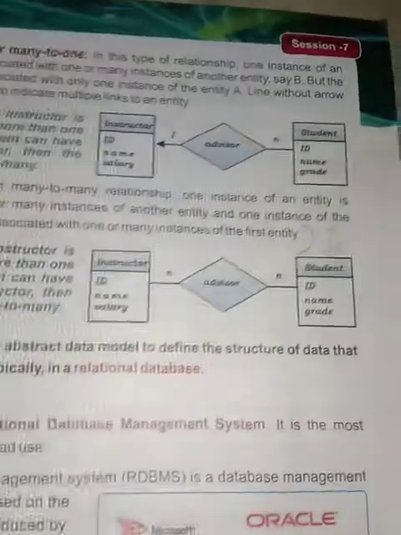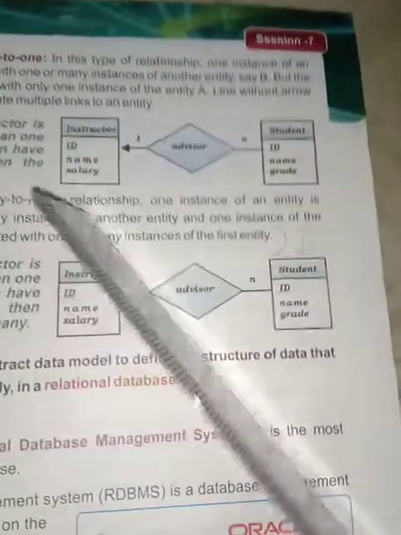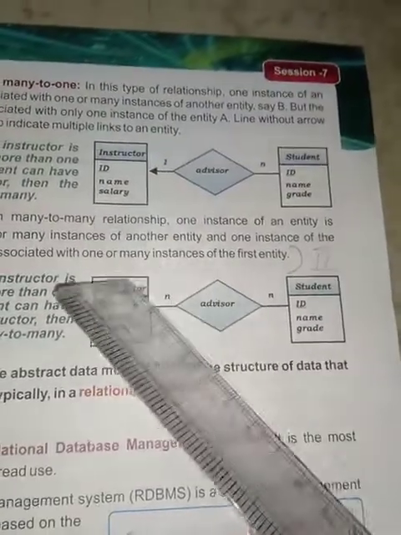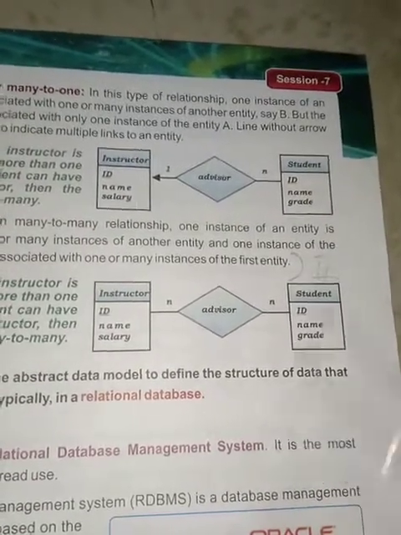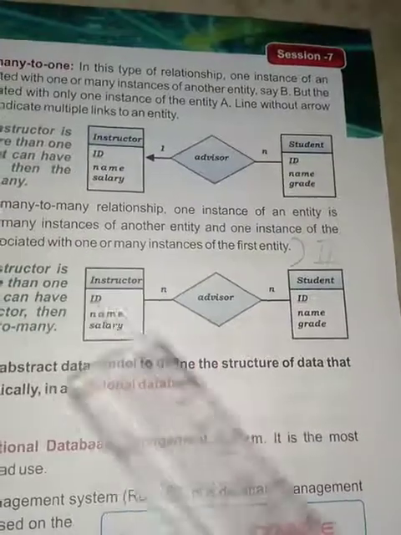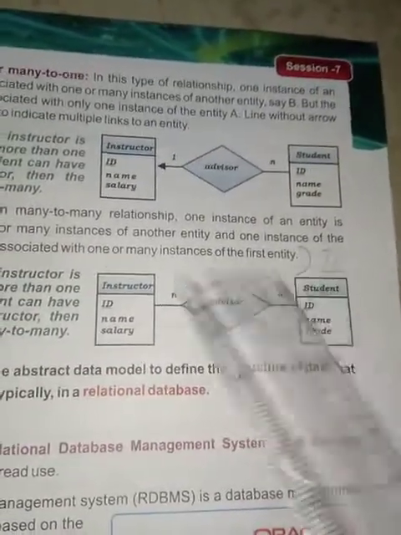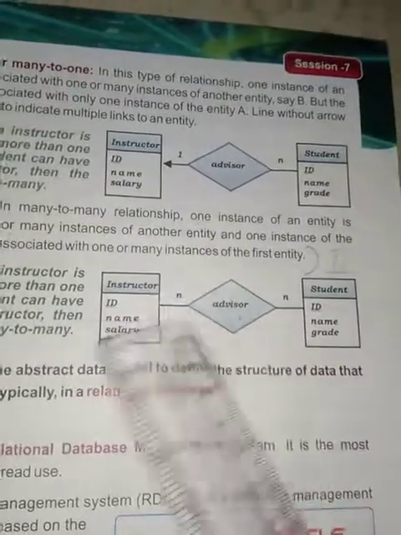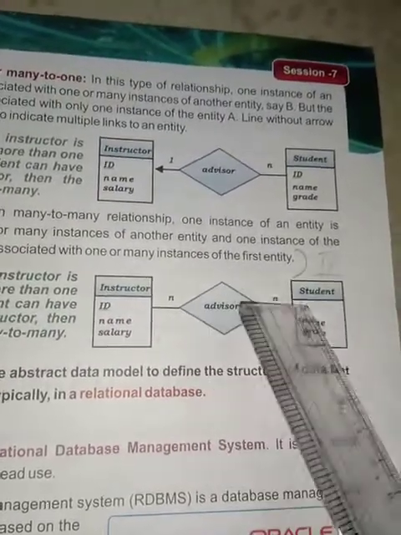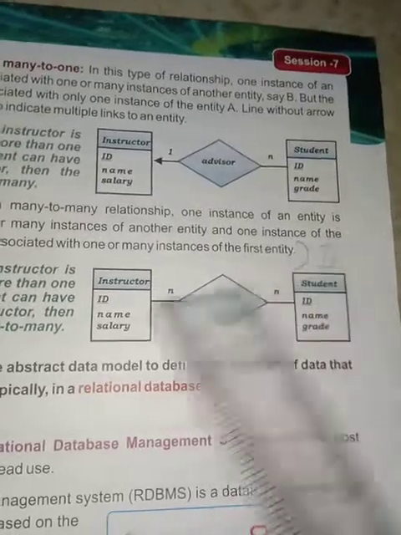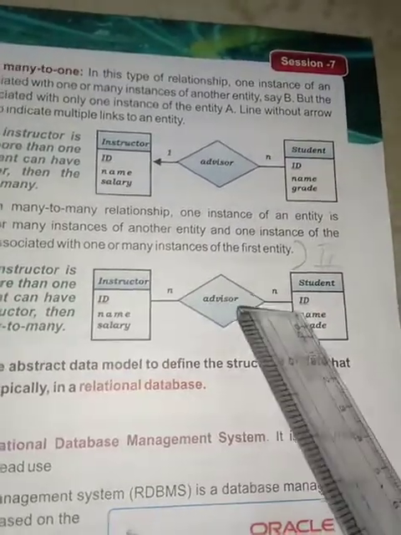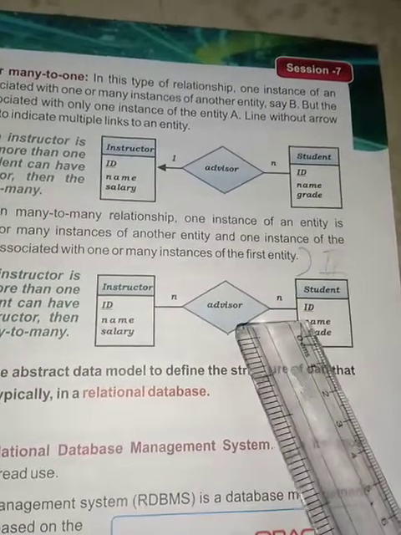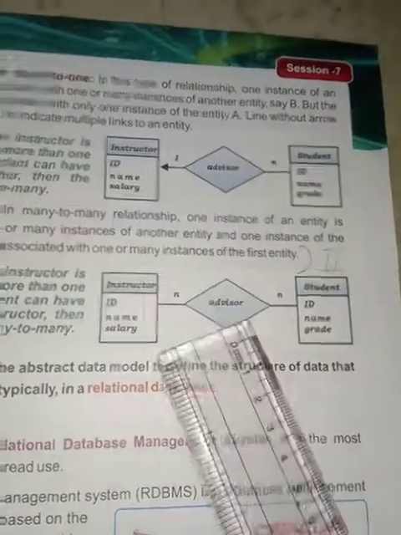For example, you have 6 subjects and you have 6 different teachers. So there are n number of instructors and n number of students in a class. So n number of teachers can teach n number of students. That is, n number of instructors can advise n number of students. There is no arrow mark, which means it is linked to many entities, multiple entities.